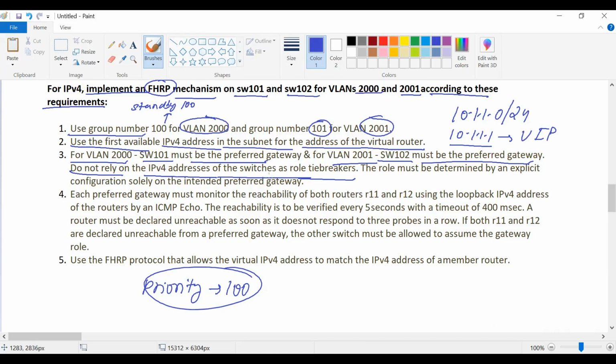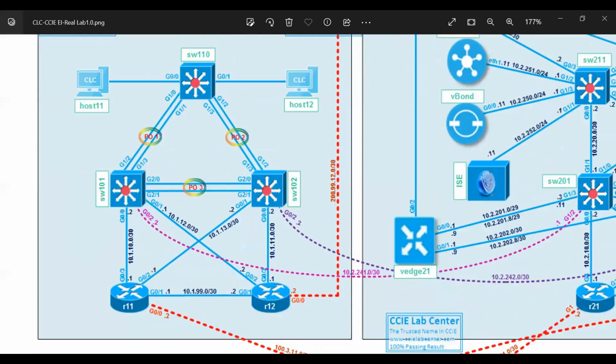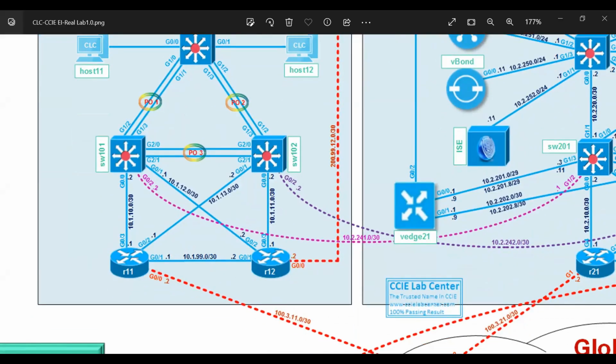Then the fourth section: each preferred gateway must monitor the reachability of both routers R11 and R12 using the loopback IP version 4 address of the routers by an ICMP echo. The reachability is to be verified every 5 seconds with a timeout of 400 milliseconds. It means what you have to do here: switch 101 and 102 are connected with R11 and R12, right? So you have to monitor these links.